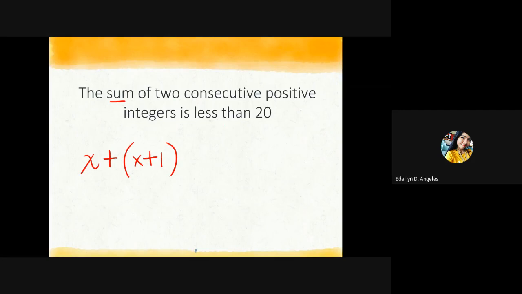Is less than 20. So meaning to say the opening should be on the 20 since 20 is greater than the two consecutive positive integers. Therefore, x plus the quantity x plus 1 is less than 20. And as you can see, the symbol is like a slanted L.